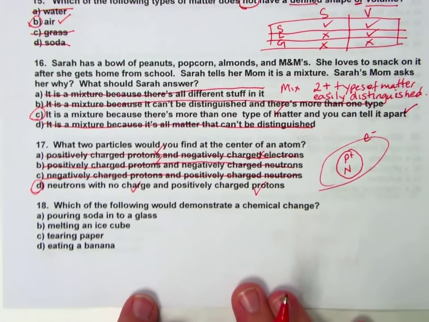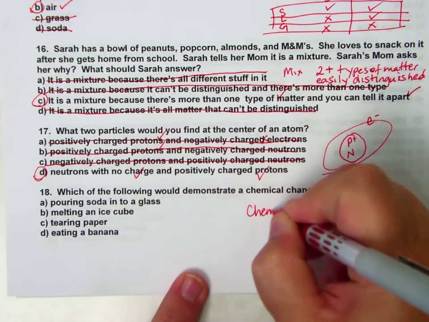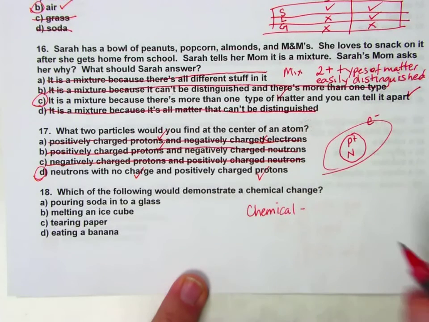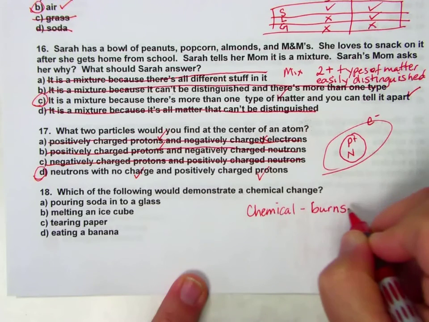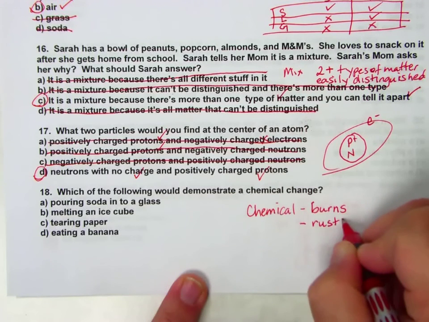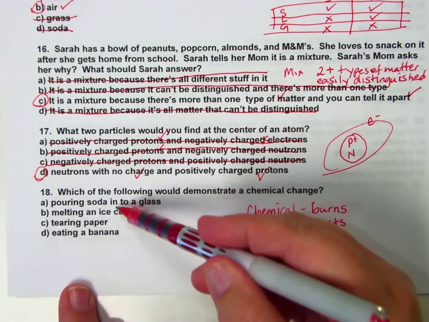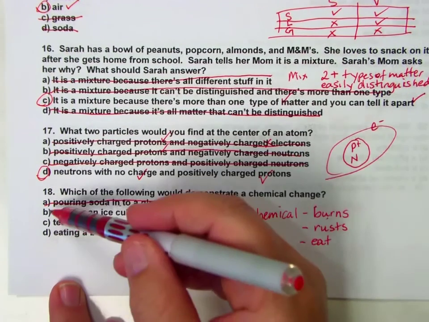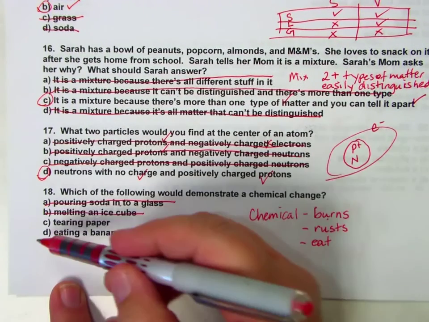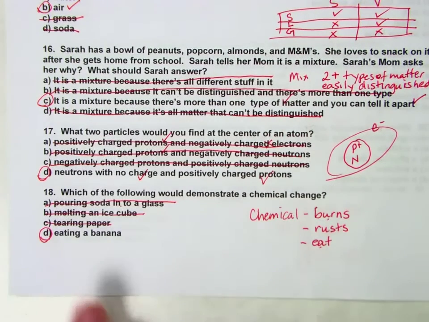Number 18, which of the following would demonstrate a chemical change? And don't forget, a chemical change is where you can't change it back, and we need to remember that it's when something burns or is on fire, when something rusts, or when you eat something. Okay? So, pouring soda into a glass, that's neither of those. Melting an ice cube, we know that's a physical change. Tearing paper, we know that's a physical change. Eating a banana, that matches with our chemical change. So D, it is. Eating a banana is a chemical change.